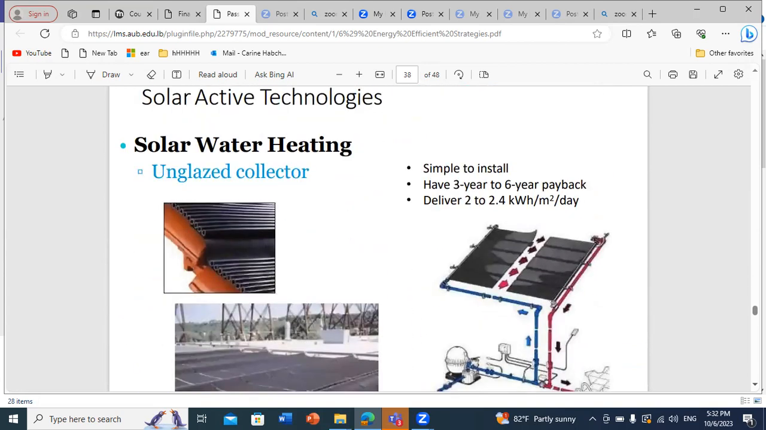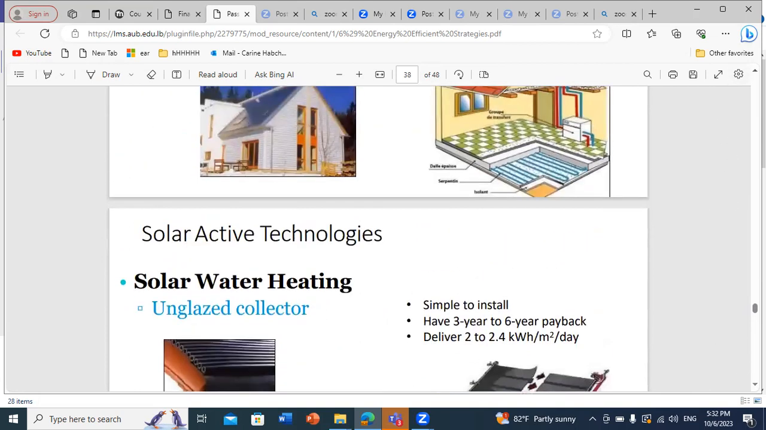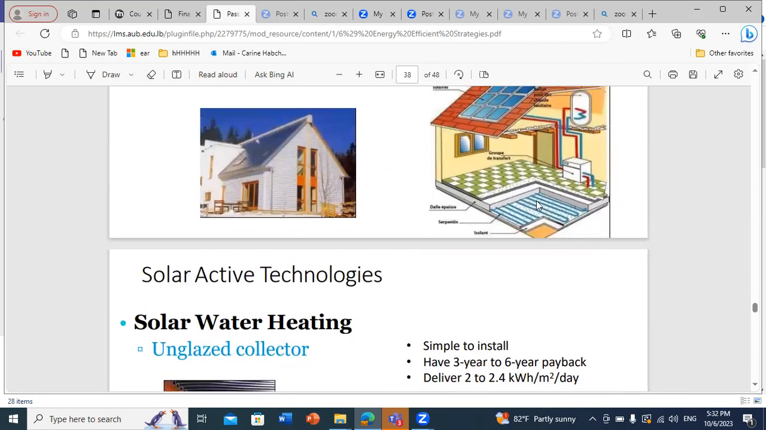Professor, how can we benefit from the solar energy to heat the water under the floor? How is it done? Great. It is done in the following way. You install pipes under the floor, okay? And then, it's like the concept of a heat exchanger.